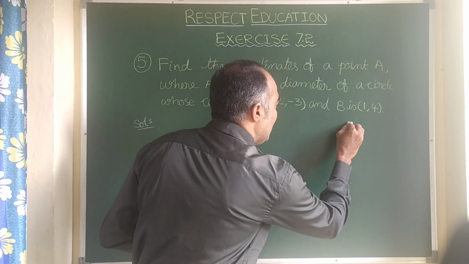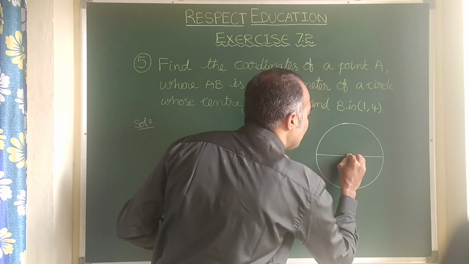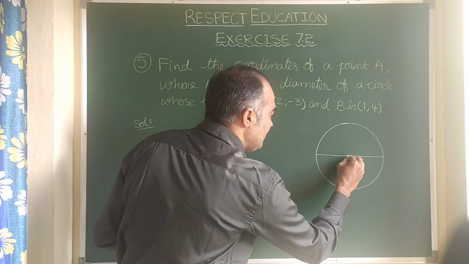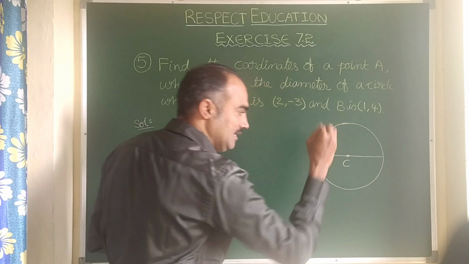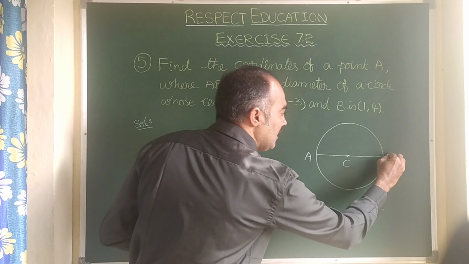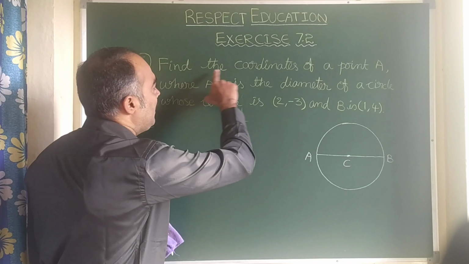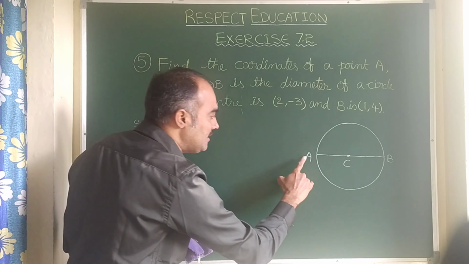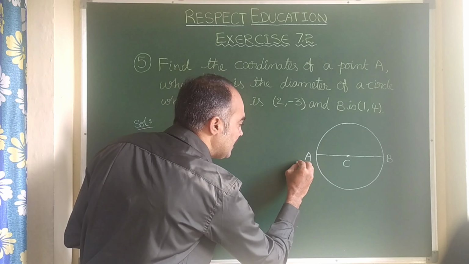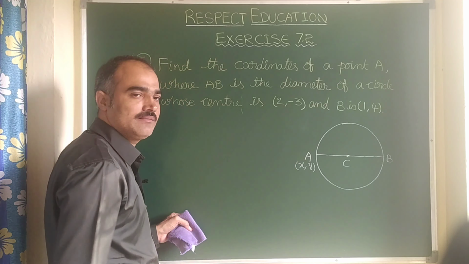So here let us draw a circle whose diameter is AB. Diameter, as you know, passes through the center. Let us take this center as, for example, C. Since AB is the diameter, here I am taking A and this end I am taking as B. Clear? Find the coordinates of point A. This value is not given, that is what we have to find. So let us take A as (x, y). So we need to find the values of x and y.